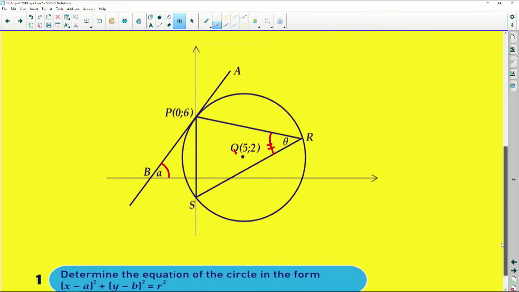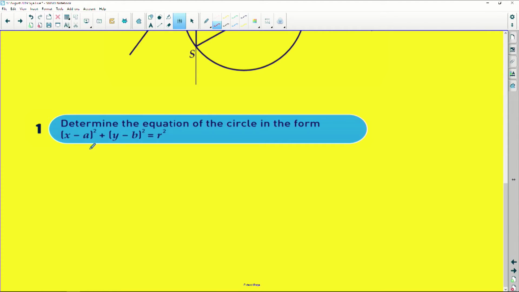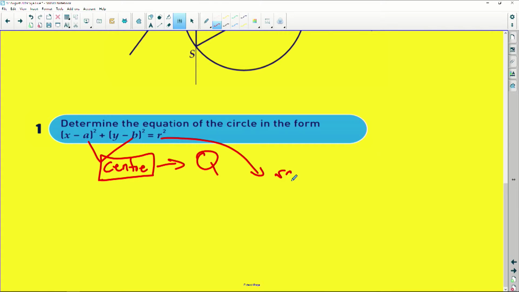Now, let's look at the first question, what they want us to do. Determine the equation of the circle in the form x minus a all squared plus y minus b all squared is equal to r squared. One thing you need to know here is that the values a and b are the center of the circle, which is the coordinates of Q. And lastly, r is the radius of the circle. Those are the two things you need to know about that equation.